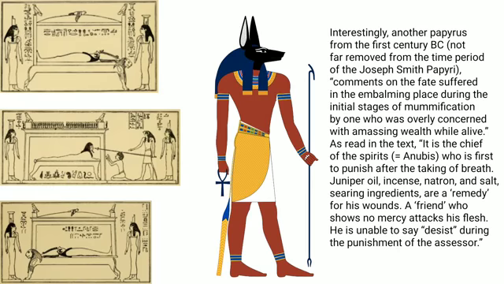Interestingly, another papyrus from the 1st century BC, not far removed from the time period of the Joseph Smith papyri, quote, comments on the fate suffered in the embalming place during the final stages of mummification by one who was overly concerned with amassing wealth while alive, end of quote. As read in the text, it is the chief of the spirits who is first to punish after the taking of breath. Juniper oil, incense, natron, and salt, searing ingredients, are a remedy for his wounds. A friend who shows no mercy attacks his flesh. He is unable to say desist before the punishment of the aggressor.